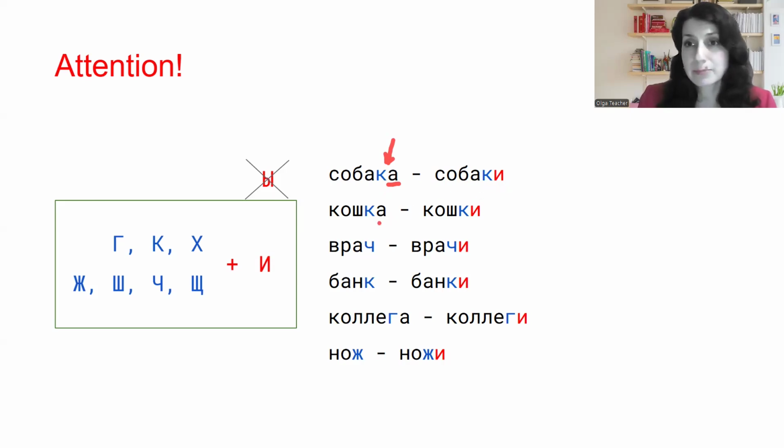The same. A cat, cats. Кошка, кошки. Врач, a doctor. Врач, ch at the end also loves only E. Врач, врачи. Банк, банки. Коллега, коллеги. Нож, ножи.